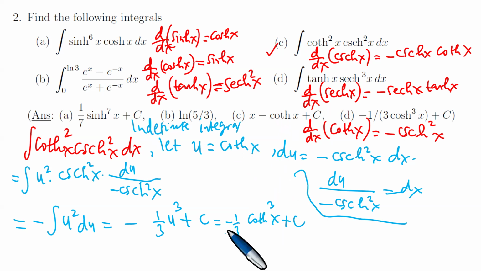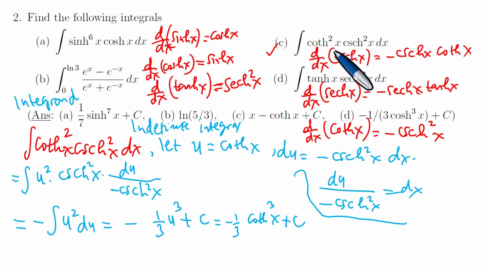How do you check if an answer is correct? In calculus, if this is the correct answer, then if you differentiate it, you must get back the integrand. If ever you do not get back the integrand, then the answer is wrong. So theirs is wrong, because what is the derivative of x? It's 1 minus the derivative of the coth. The derivative of the coth of x is minus cosech squared. So 1 minus cosech squared cannot be this.